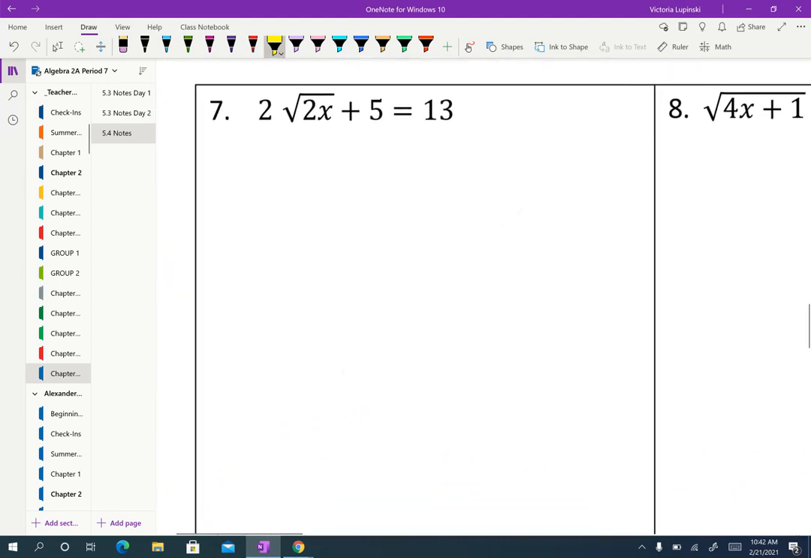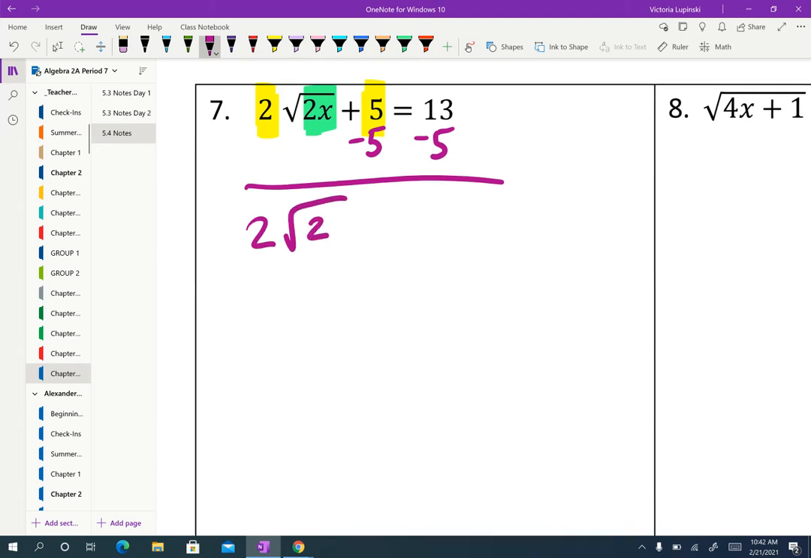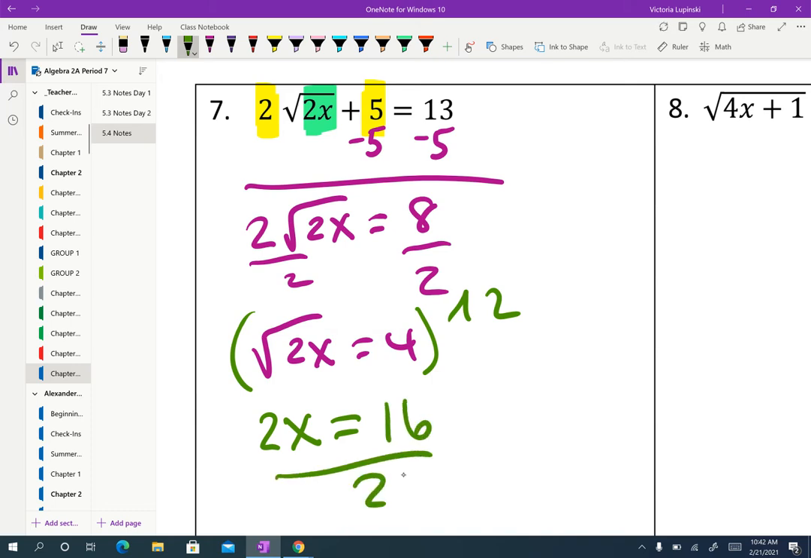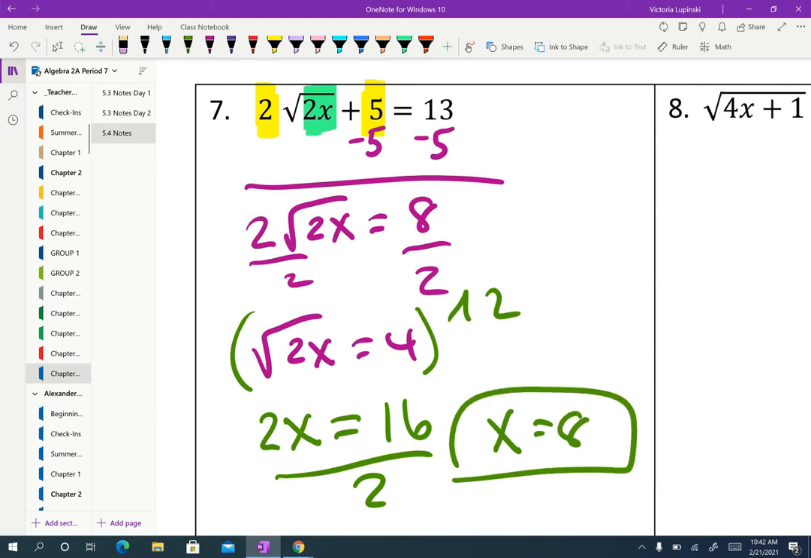So in number 7, really nothing too crazy other than the fact that we have to be extra cautious about the things that are outside of the radical versus the things that are inside the radical. Again, you're not allowed to deal with anything in the green until you've gotten rid of that square root. In terms of the 2 and the 5, if you're unwrapping that green piece, you have to start by undoing your order of operations. So you're going to start by subtracting 5. That's going to give you an 8. Then you're going to divide both sides by 2. That's going to give you a 4. Because you have a square root, the way you would undo it is by squaring both sides. So 2x is what you're going to get on the left, and then 4 squared is 16 on the right. Divide by 2, and you're going to get a final answer of x equals 8.